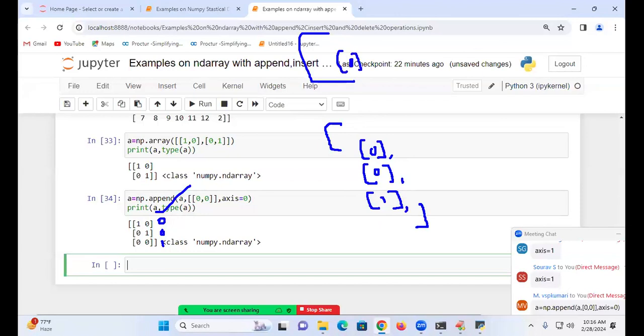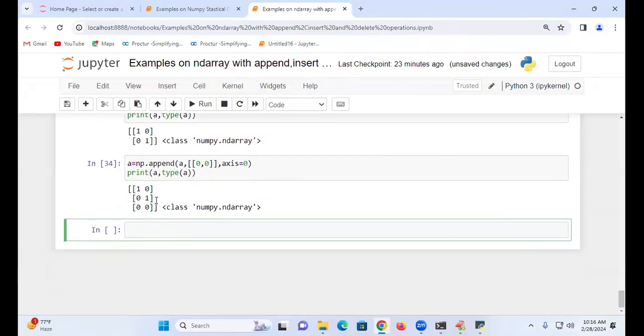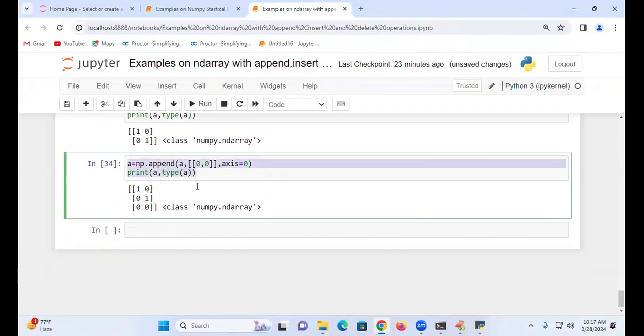Of what? 0. Next 0. Of what next? 1. Like this you need to take up. Then axis is equal to 1, you need to write. Append I will write it. I hope you are following.